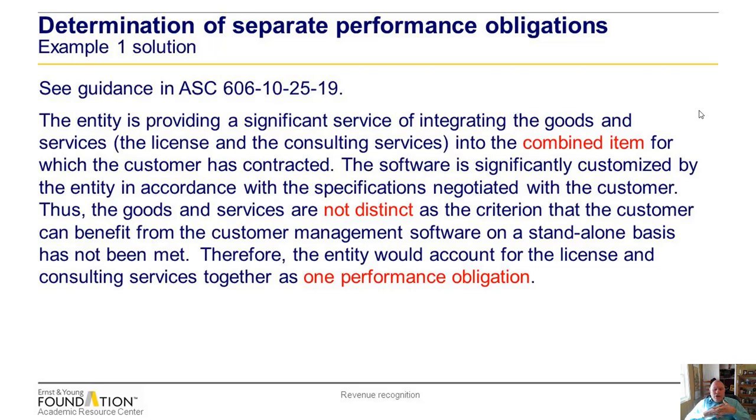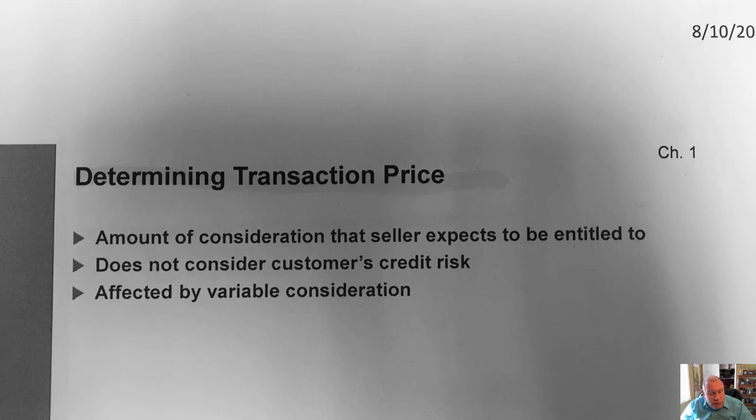Okay, goods and services are not distinct as the criteria. They can't benefit from something like a CRM system on a standalone basis. Therefore, the entity would account for the license and consulting services as one performance obligation, thus recognized over a period of time. Next thing we're going to look at is determining the transaction price, the amount of consideration that the seller expects to be entitled to.